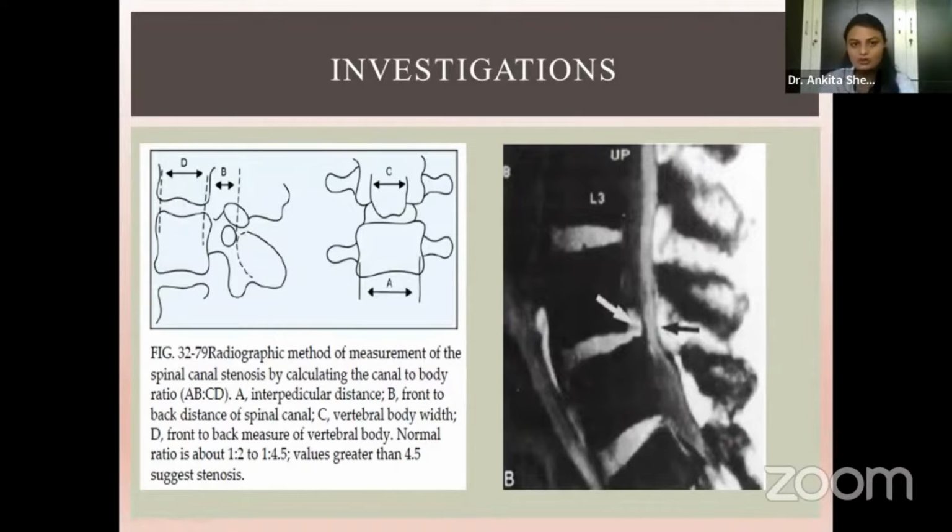So when you take a ratio of AB is to CD, the normal ratio is about 1:2 or 1:4.5. Any values greater than 4.5 suggest stenosis. The MRI image we can see on the right hand side is the lateral section of the lumbar spine. It is showing spinal stenosis at the level of L4, L5. Anteriorly, there is compression from the disc protrusion or disc bulge, and posteriorly, there is compression from ligamentum flavum hypertrophy.